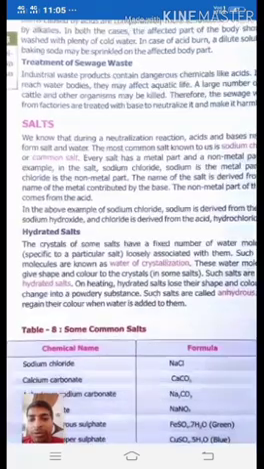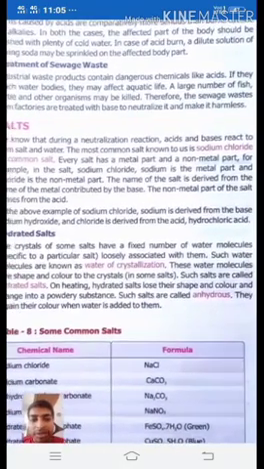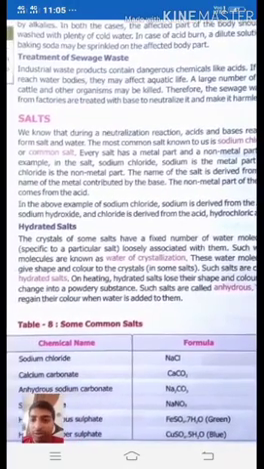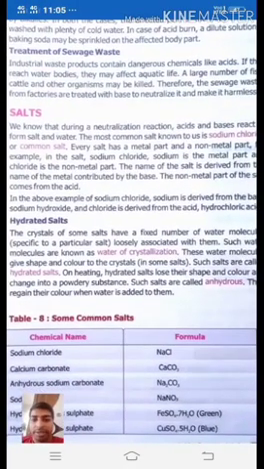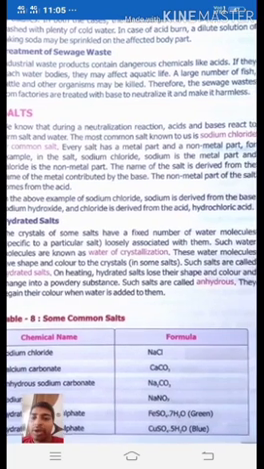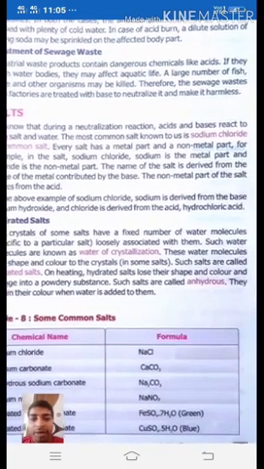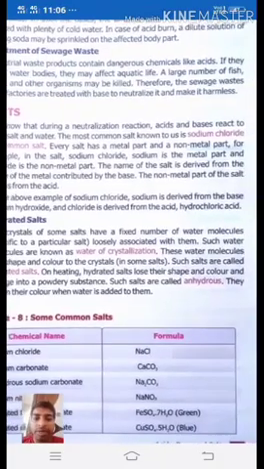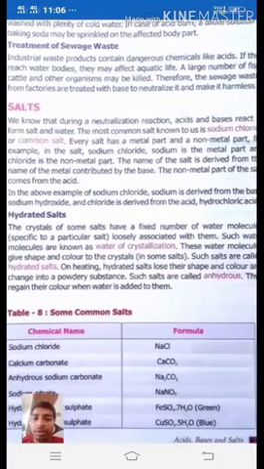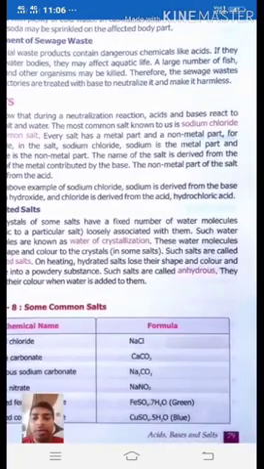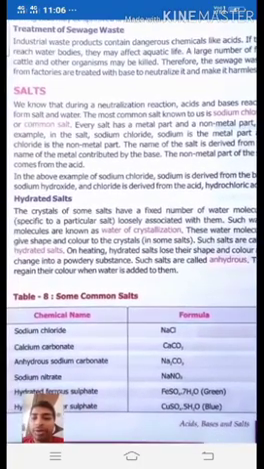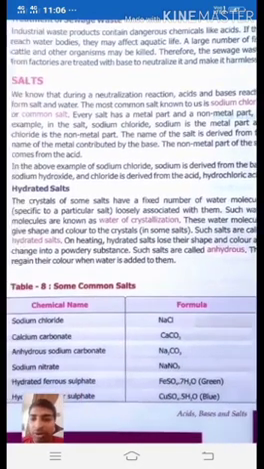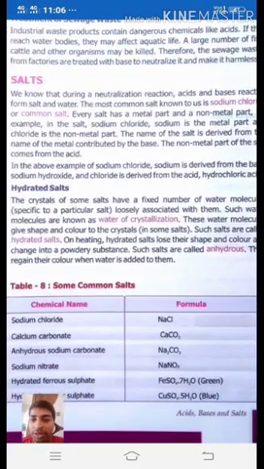Salt. We know that during the neutralization reaction, acids and bases react to form salt and water. The most common salt known to us is sodium chloride or common salt, that is NaCl, right? What we eat in our food. Every salt has a metal part and a non-metal part. For example, in the salt sodium chloride, sodium is the metal part and chloride is the non-metal part. The name of the salt is derived from the name of the metal contributed by the base. The non-metal part of the salt comes from the acid.